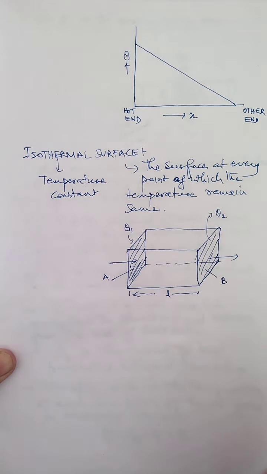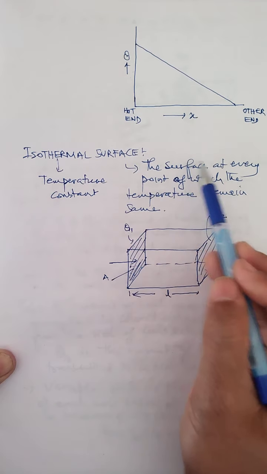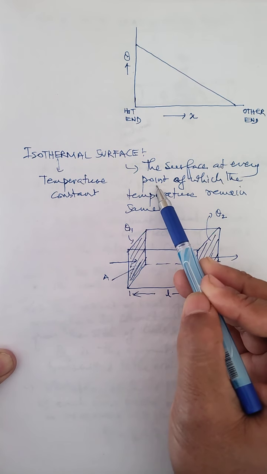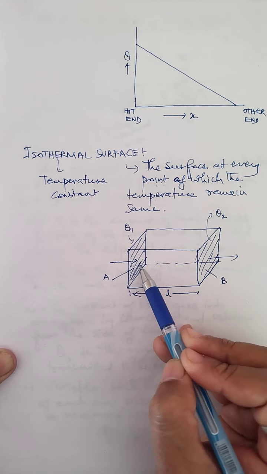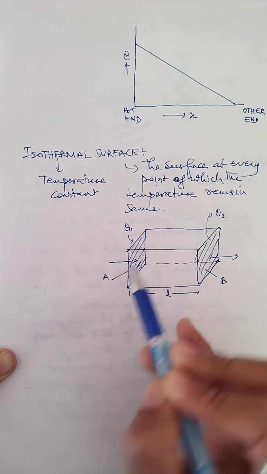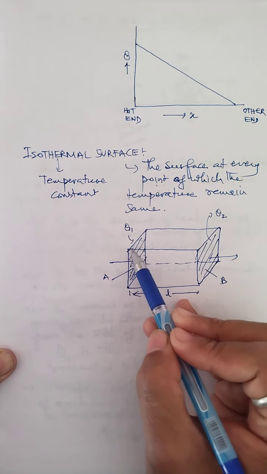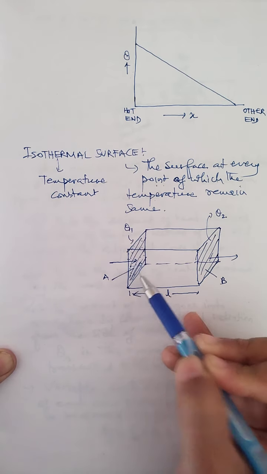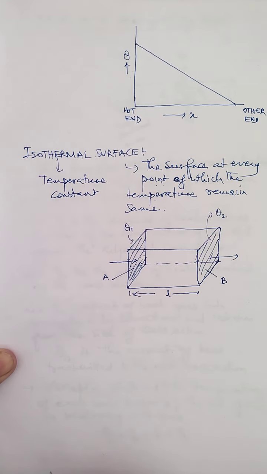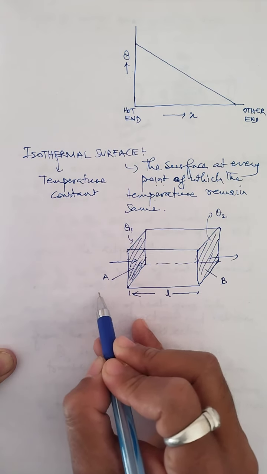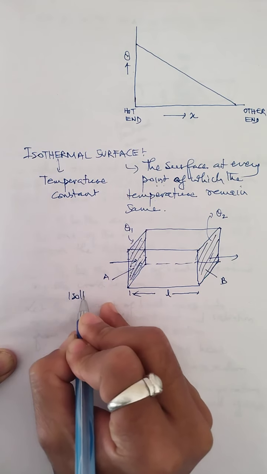But as far as the isothermal surface is concerned, it is a surface at every point of which the temperature remains the same. Whether you measure the temperature with a thermometer at this point or this point or this point, at these different points of the surface the temperature remains the same. That particular surface is called an isothermal surface. So this A is what surface? Isothermal surface.